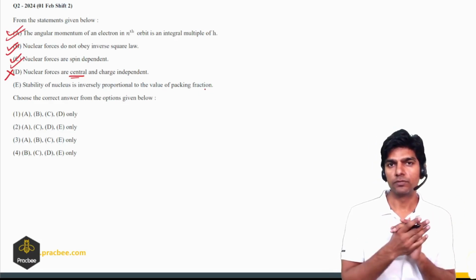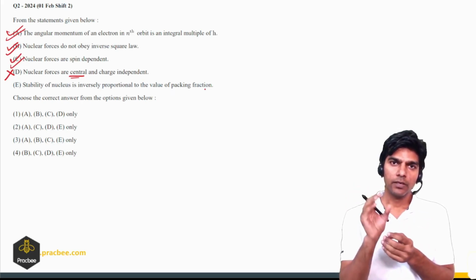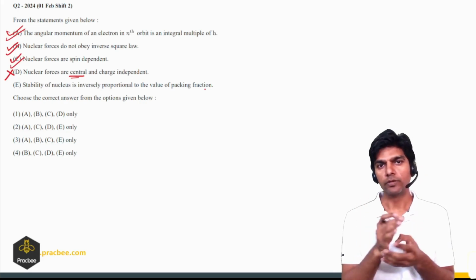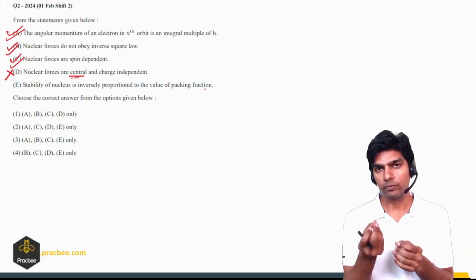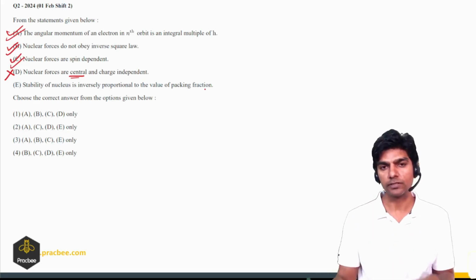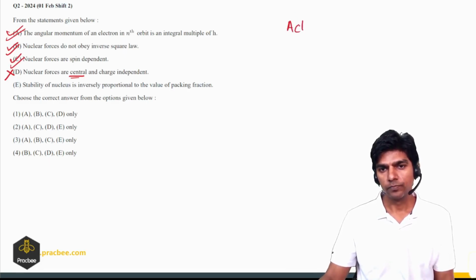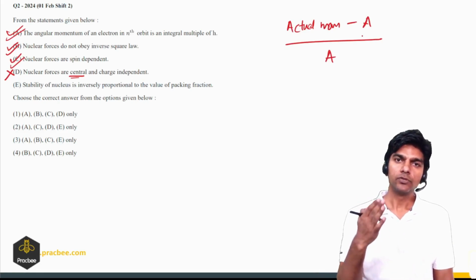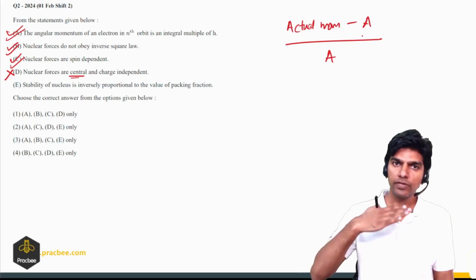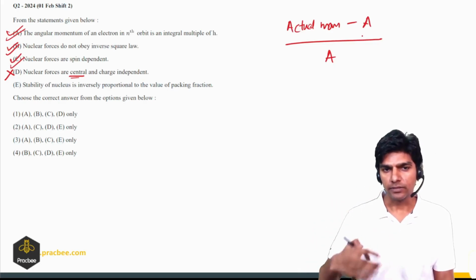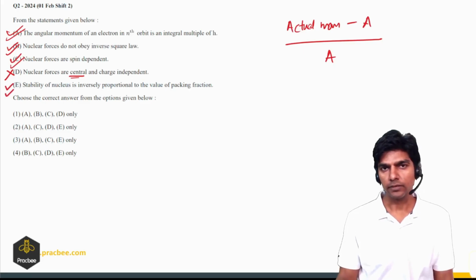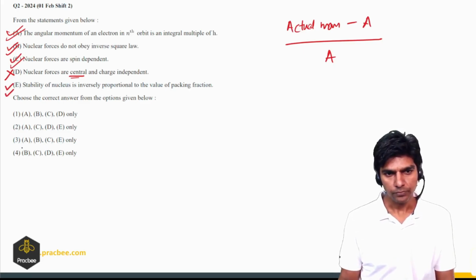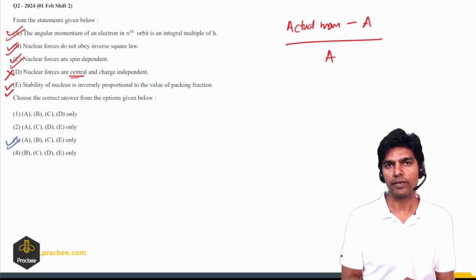Now what is packing fraction? If you consider any nucleus, its mass number is a whole number, right? But the actual mass is not a whole number, so there is some deviation between the two masses. Packing fraction is defined as the actual mass minus mass number, per unit mass number. So as the packing fraction increases, stability decreases. So statement E is correct. So if you look at the options, 3 is the right answer.